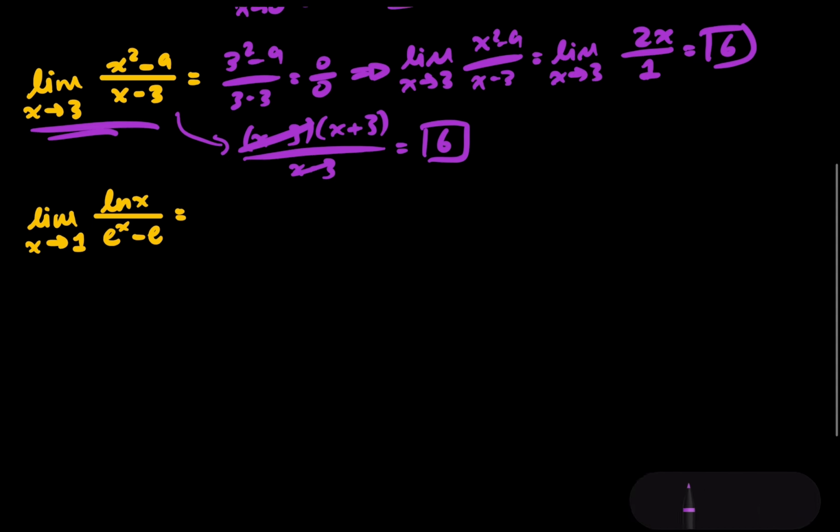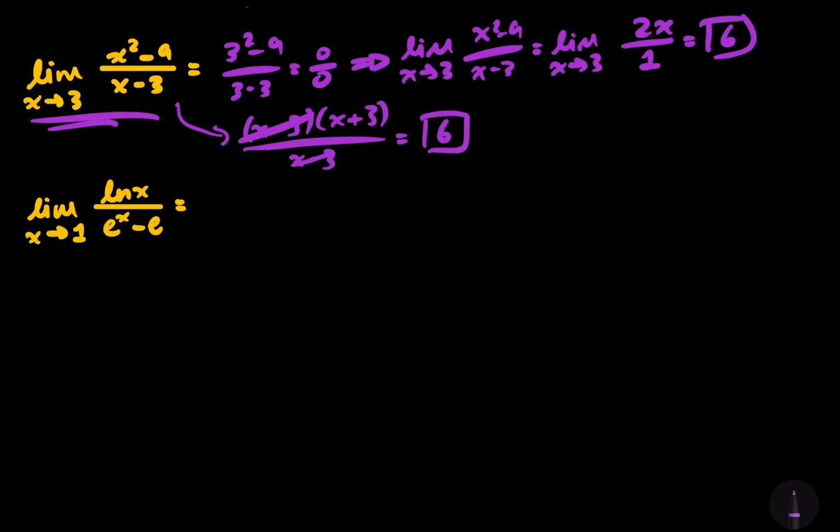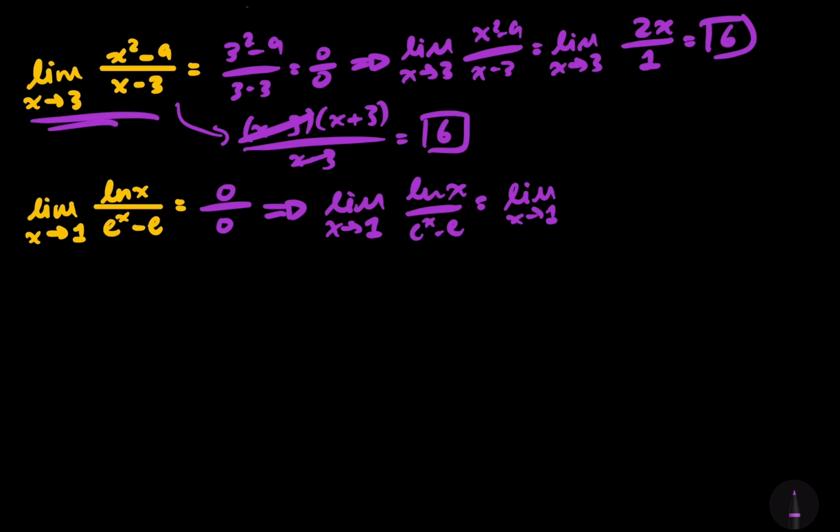This last one over here, the limit as x approaches 1 of the natural log of x over e to the x minus e. Again, direct substitution yields the natural log of 1, which is 0, divided by e to the 1 minus e, which is just 0 as well. So that tells us that this limit, as x approaches 1, of the natural log of x over e to the x minus e, is equal to the limit as x approaches 1 of the derivative of the numerator divided by the derivative of the denominator.